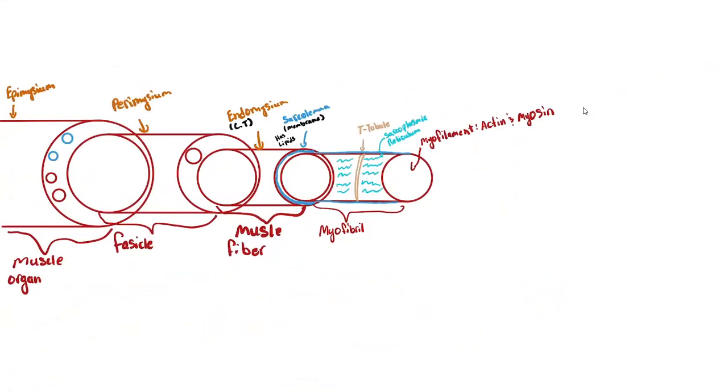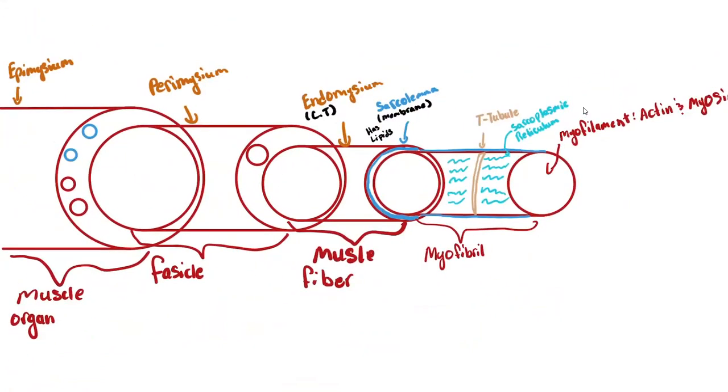So this is the drawing of a broken down skeletal muscle. So again, you have the muscle organ surrounded by the epimysium, and then you have the fascicles inside the entire muscle organ, and that's going to be surrounded by the perimysium. And then we have muscle fibers inside the fascicle. That's going to be surrounded by the endomysium. And underneath the endomysium, we have the sarcolemma.